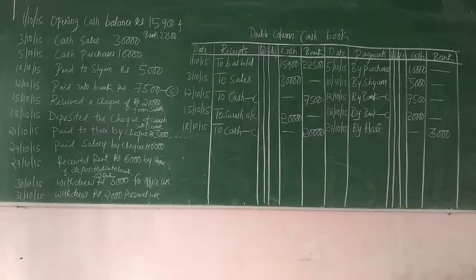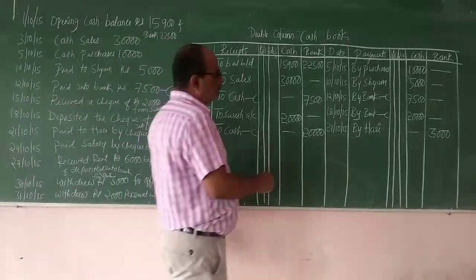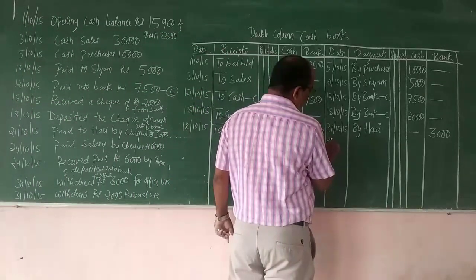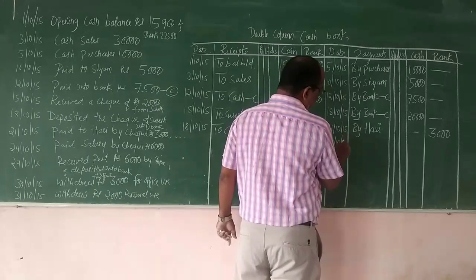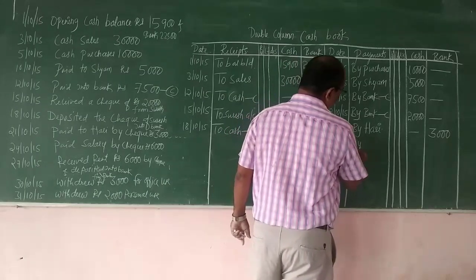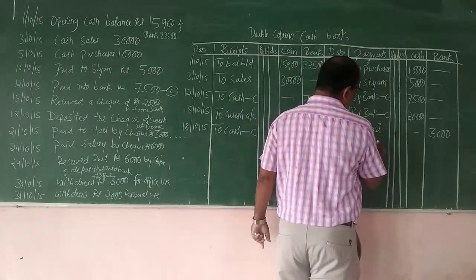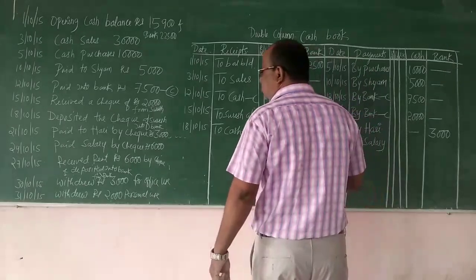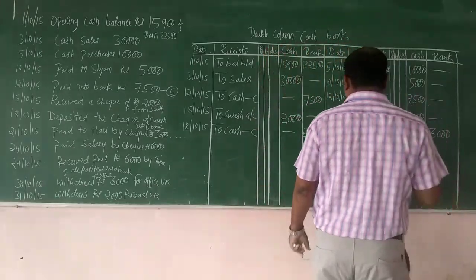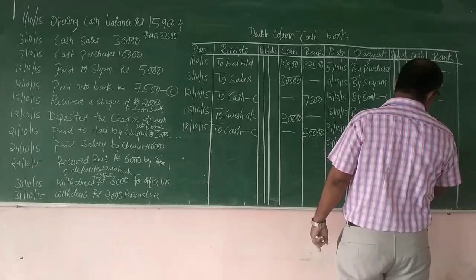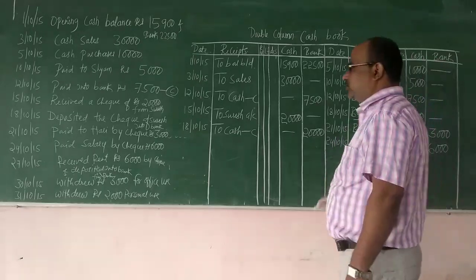So now on 24/10/2015, paid salary by check rupees 6,000. So directly on the payment side you will show by salary, and since it is paid by check, so you will show in the bank column rupees 6,000.